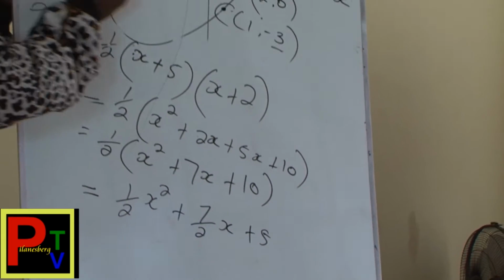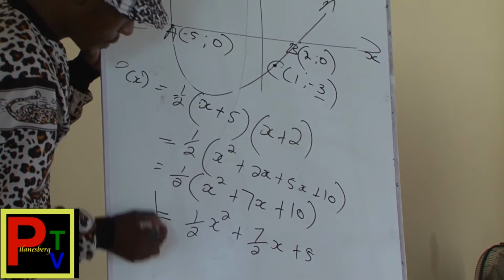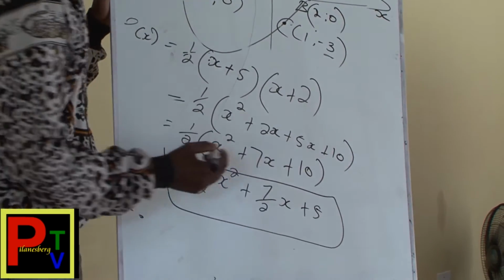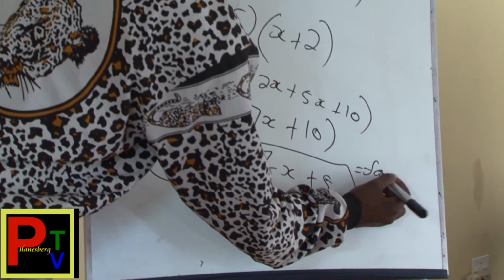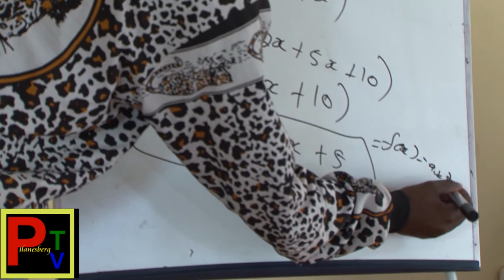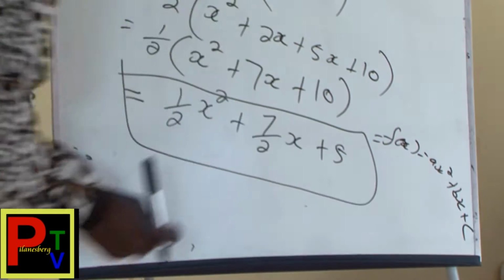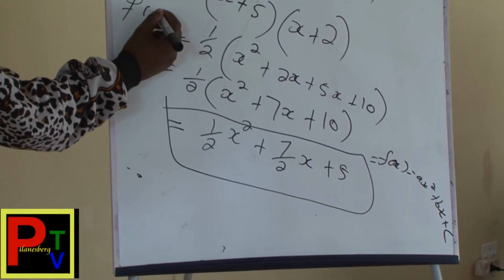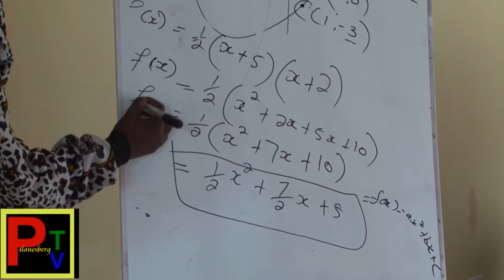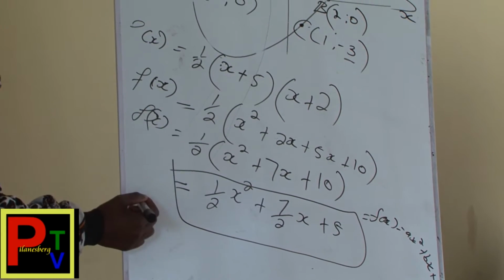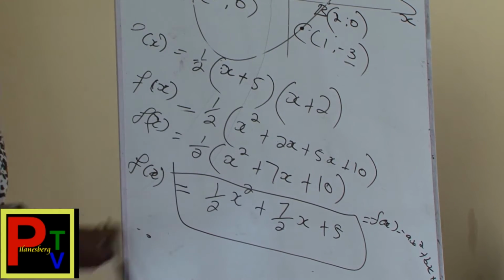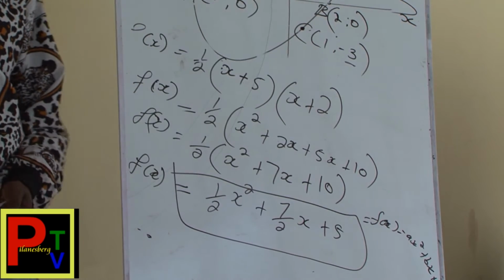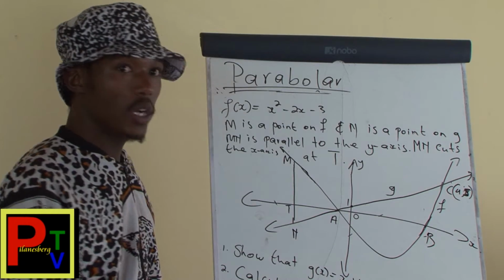We are given the x-intercepts. And this thing here, it is now the general one. f of x is equal to ax squared plus bx plus c. Then now we have the equation. Simple as ABC. Let's continue, guys.